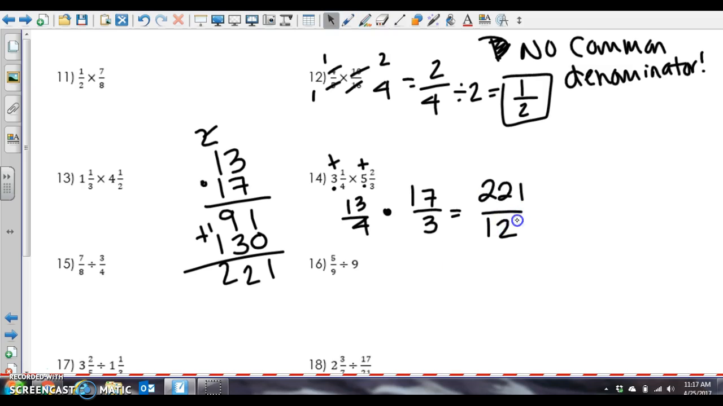Then you can figure out how many times 12 goes into 221 and try to do the mixed number. You can leave it like this. I'm totally fine with this. But if you wanted to, you could. And if you do it, 12 goes into 221 18 times, which is a lot, with 5 12ths left over. Okay? So you can do either way. I'm fine with that.